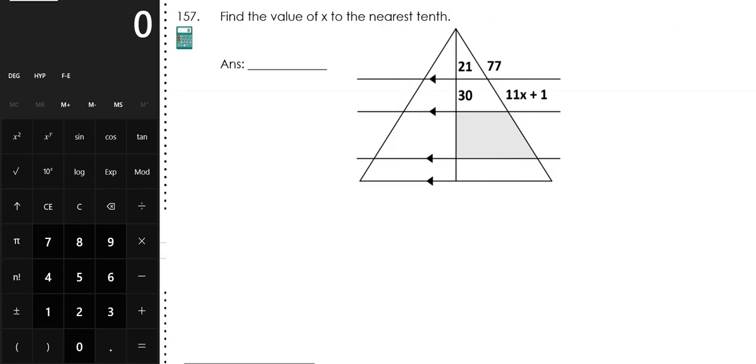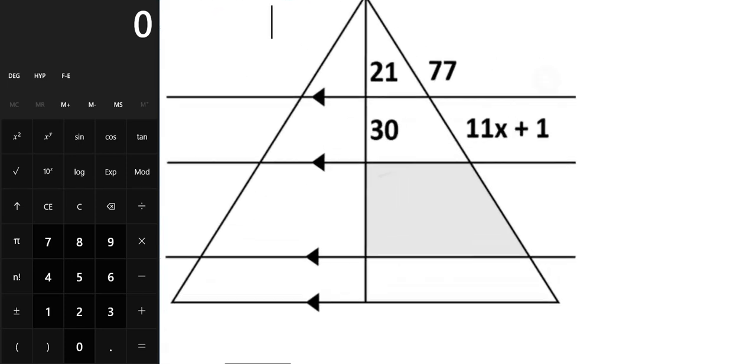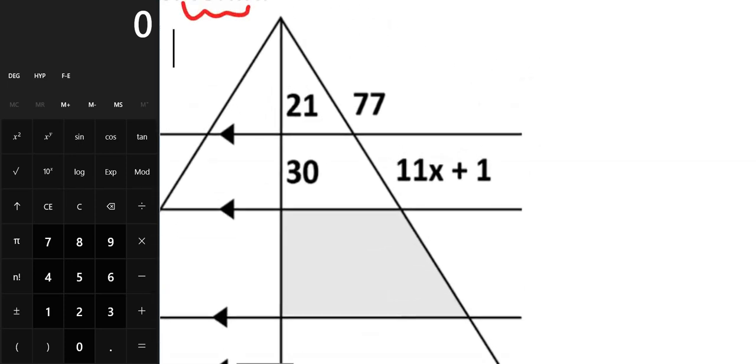Last question on this page, 157. Find the value of x to the nearest tenth. Okay, now this looks like a really complex diagram. There's even some shading going on. There's some parallel lines, but let's just zone in on where we have some information.